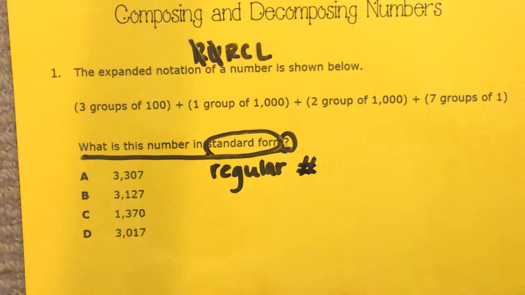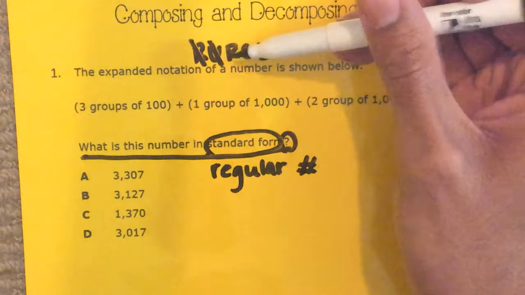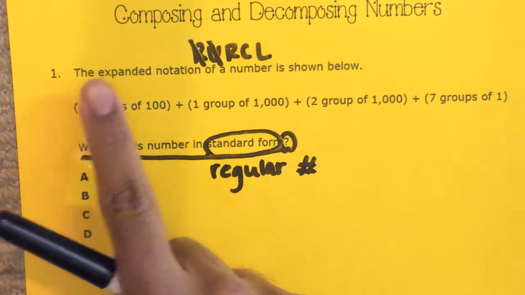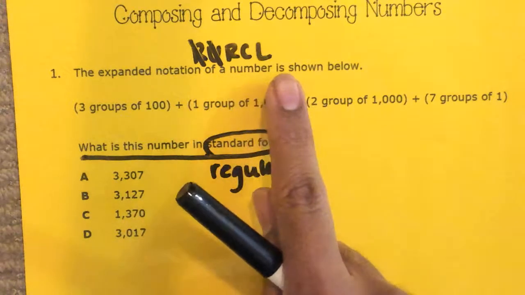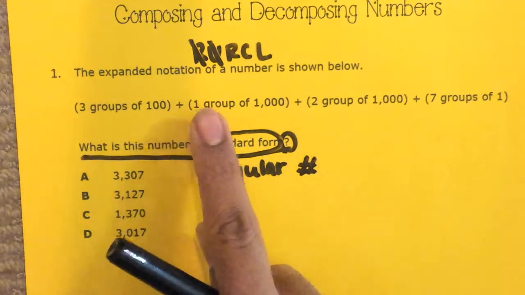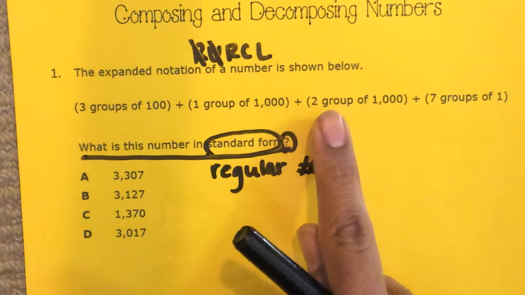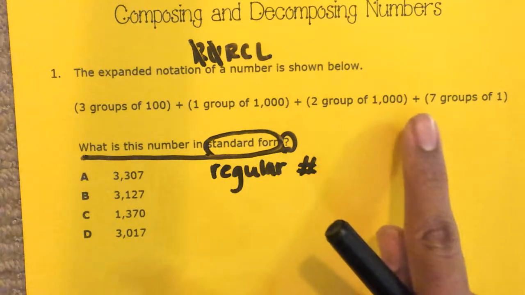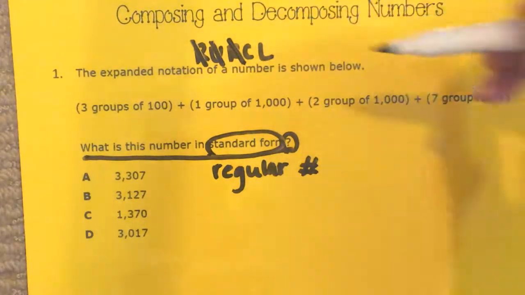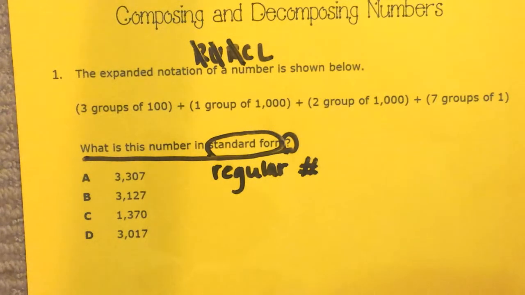Now that we've written that, let's go to the next R. That means read the details, so let's read everything else. It says, the expanded notation of a number is shown below. 3 groups of 100 plus 1 group of 1,000 plus 2 groups of 1,000 plus 7 groups of 1. So let's cross off the R and let's start circling some clue words.